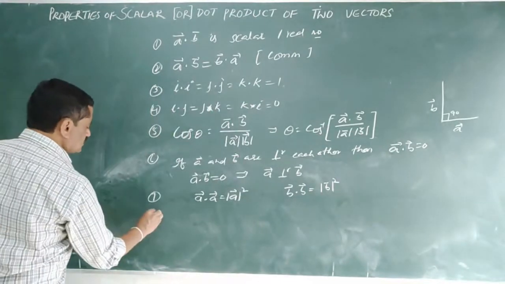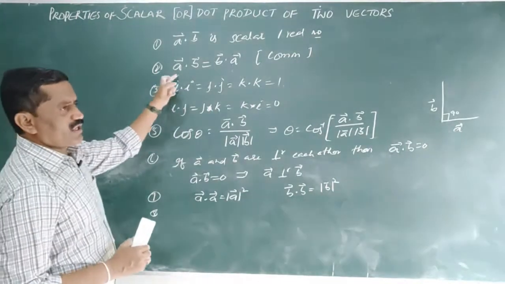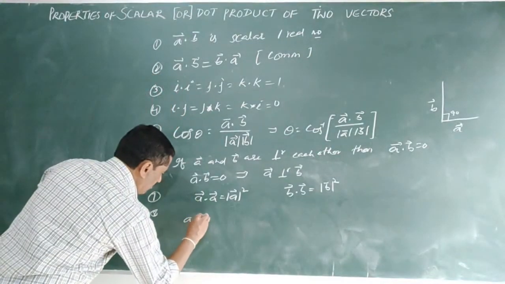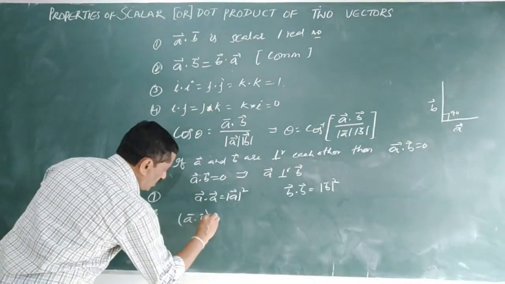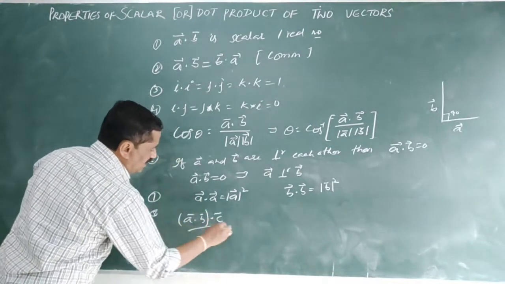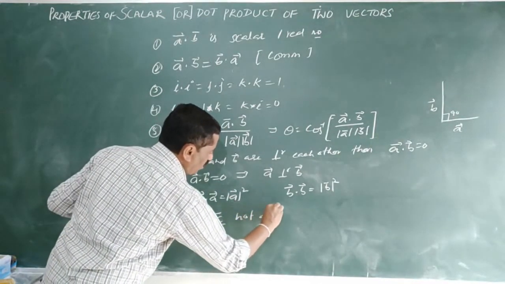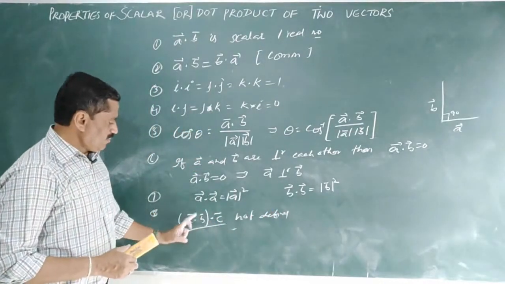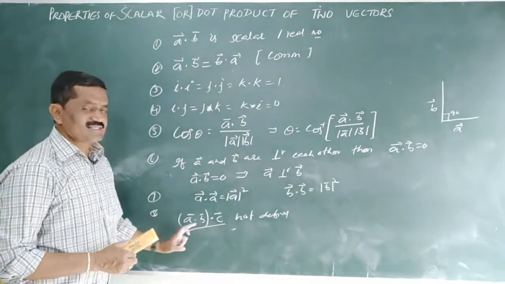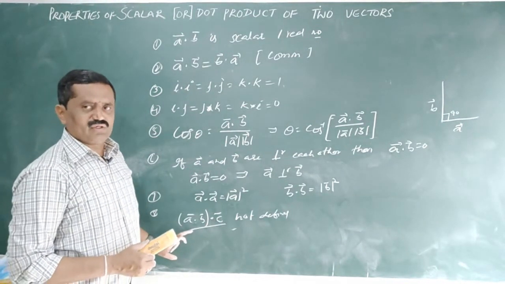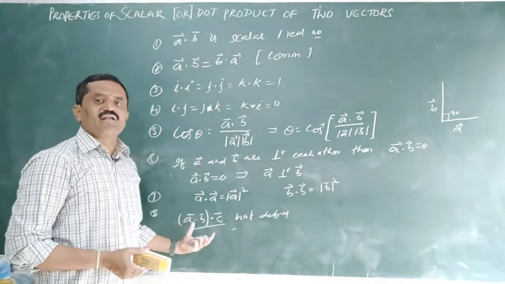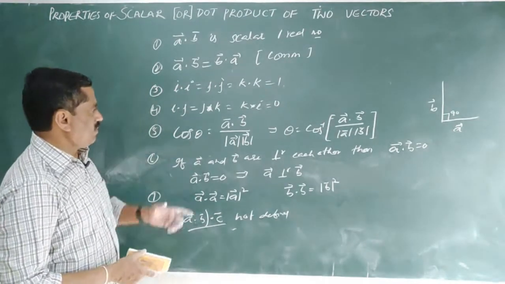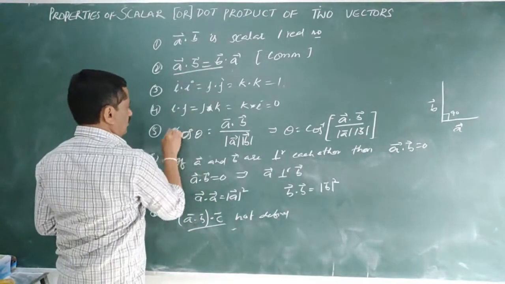Again, remember that the dot product is not associative. That is, A bar dot B bar of dot C bar is not defined. You can't write it like this. A bar dot B bar of dot C bar is not defined. You should remember this very well.